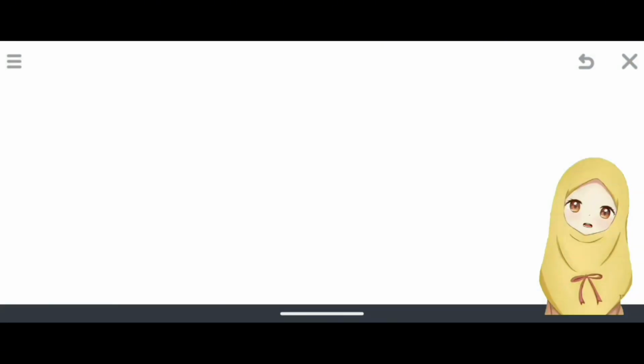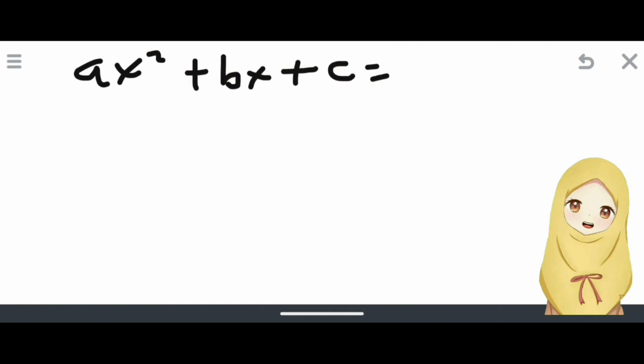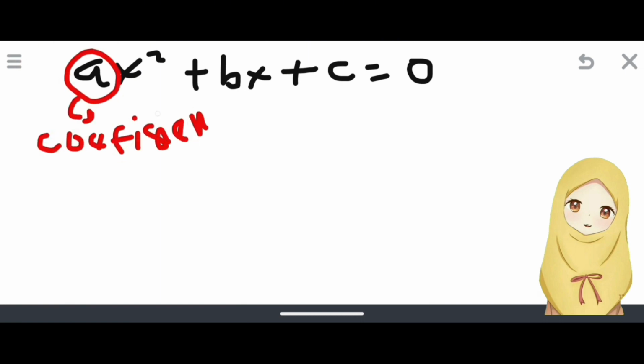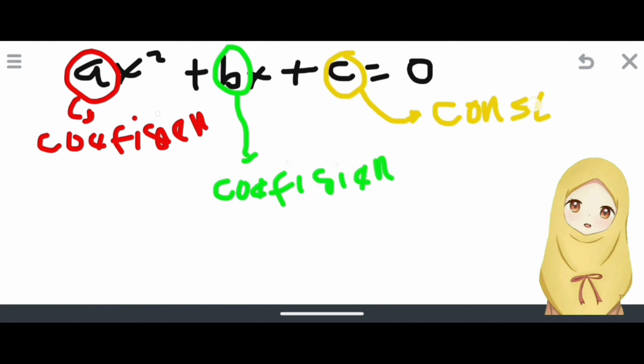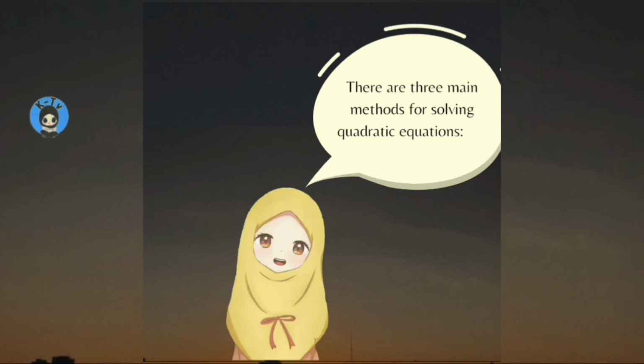The general form of a quadratic equation can be written as follows. Ax squared plus bx plus c equals 0, where a, b, and c are real numbers and a is not equal to 0. x is the variable, a is the coefficient of x squared, b is the coefficient of x, and c is the constant. There are three main methods for solving quadratic equations.